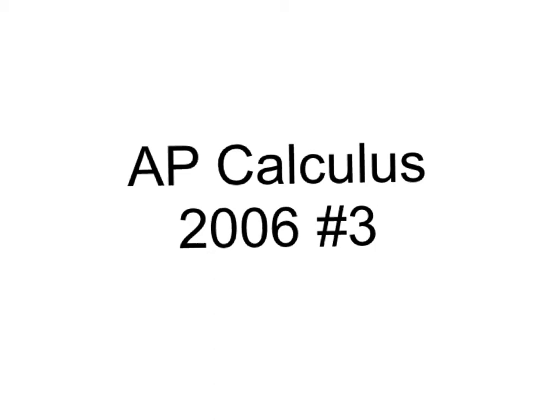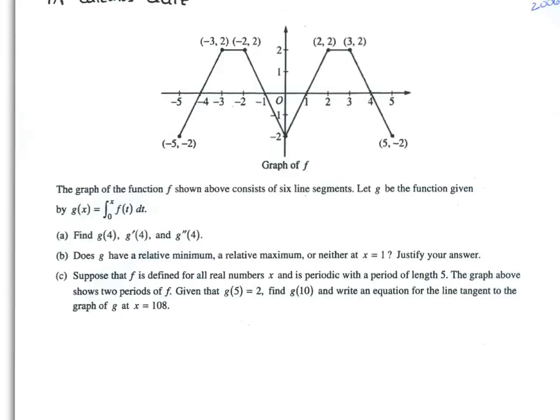This is number 3 from the 2006 exam. So we start off with the graph of our function f, which consists of 6 line segments, and g is the integral of f. Now before I go on, I'm going to make a note that means that g prime must be equal to f, which means that this graph that we're looking at is really g prime, so that's a derivative. So for part A, we need to find g of 4.